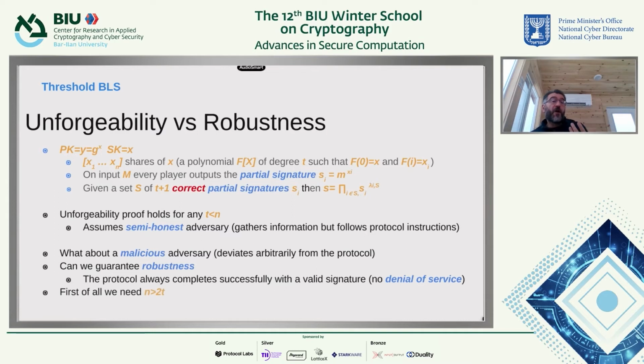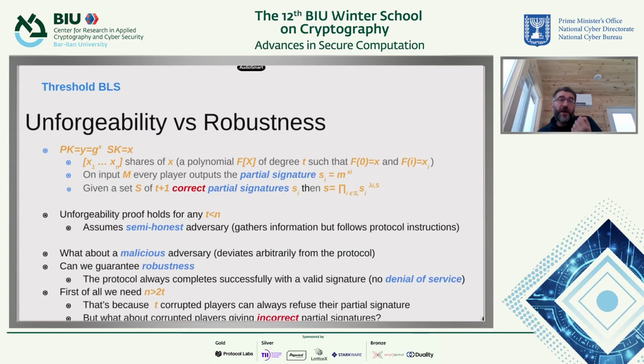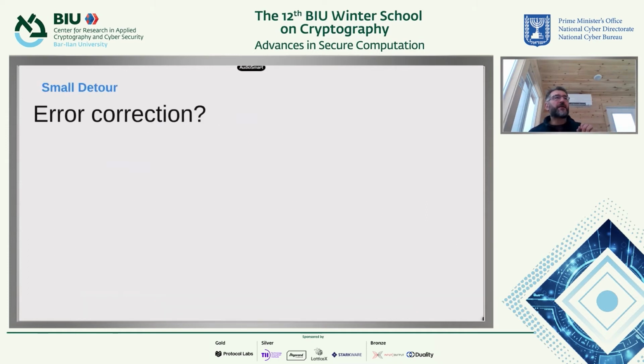Well, first of all, now we really need honest majority. We need that n is bigger than 2t. Why? Because t corrupted players can always even refuse to speak, right? So you need t plus 1 honest players if you want to guarantee successful termination of your protocol. So to guarantee robustness, we need at least honest majority. But even if we have honest majorities, how do we detect which signatures are correct and which are not correct? And here, let me take a small detour.